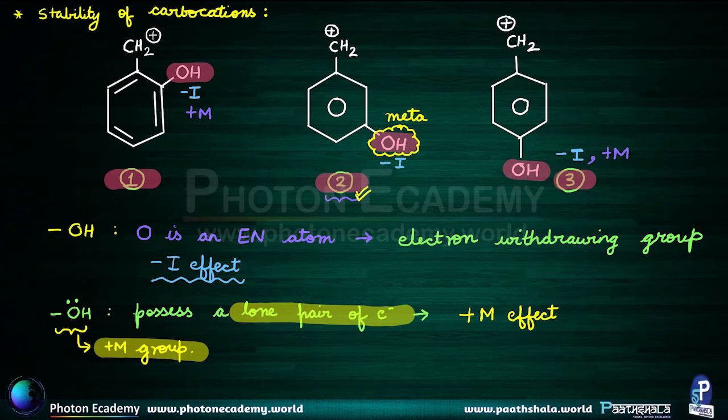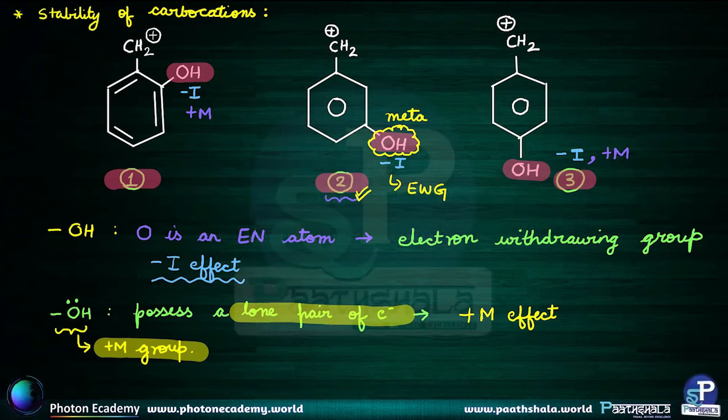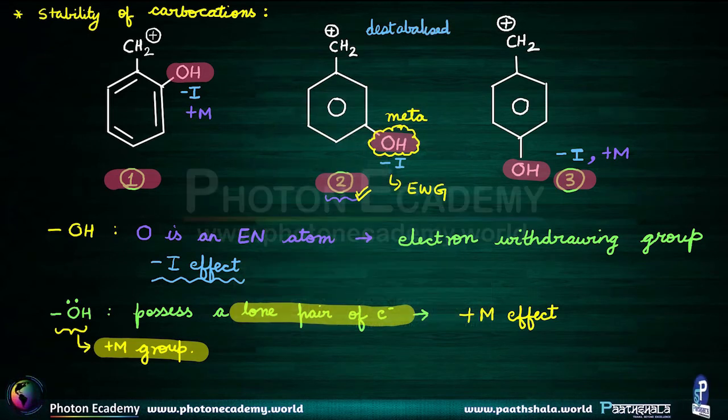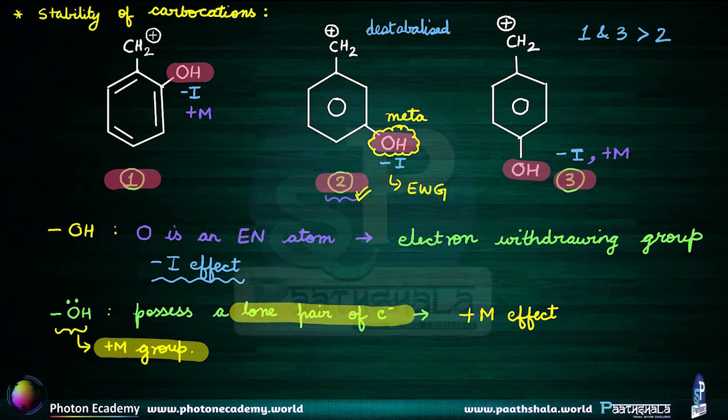because it has the minus I effect, and minus I means it is electron withdrawing in nature, electron withdrawing group. So it is withdrawing the electrons. And we know that the positive charge in any carbocation, if there is an electron withdrawing group, it destabilizes. This is destabilized. And when it is destabilized, of course, this goes to the last position. So second is last. Now we are having a competition between the first and the third one. The first and the third one are greater than the second one. So now we have to compare between the first and the third.